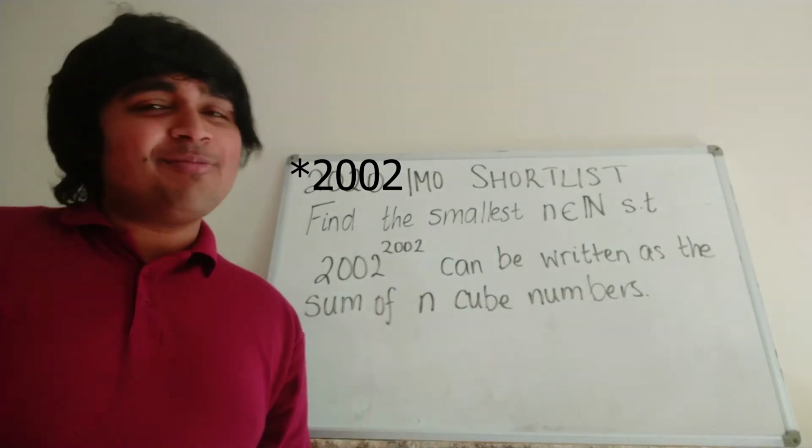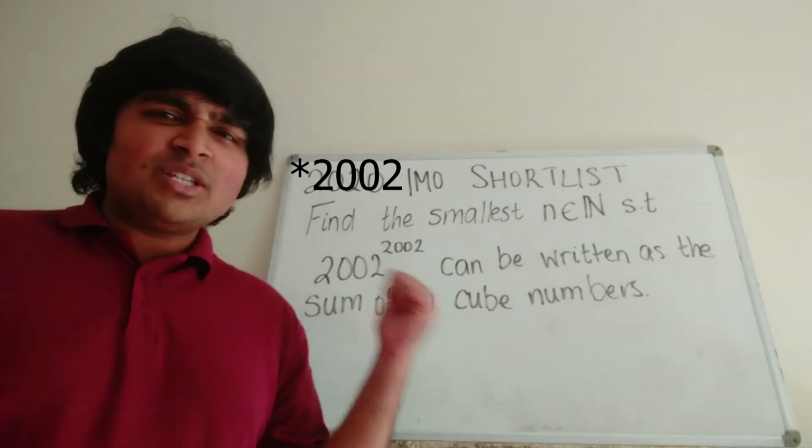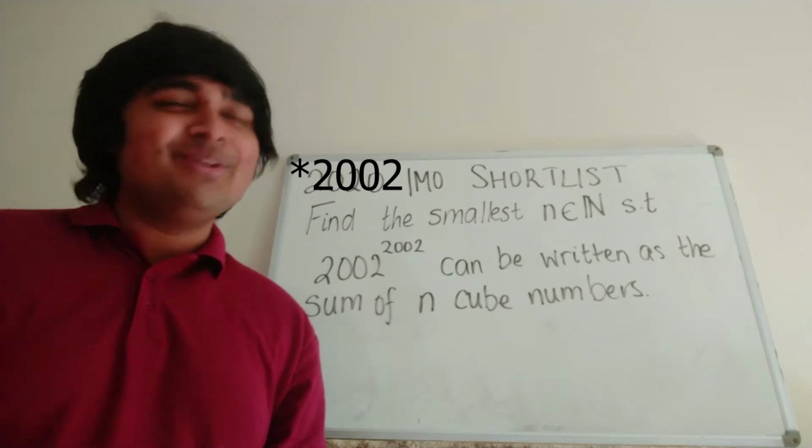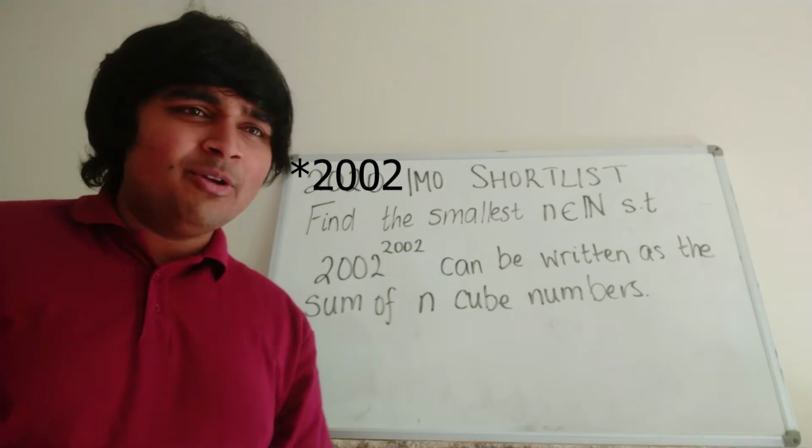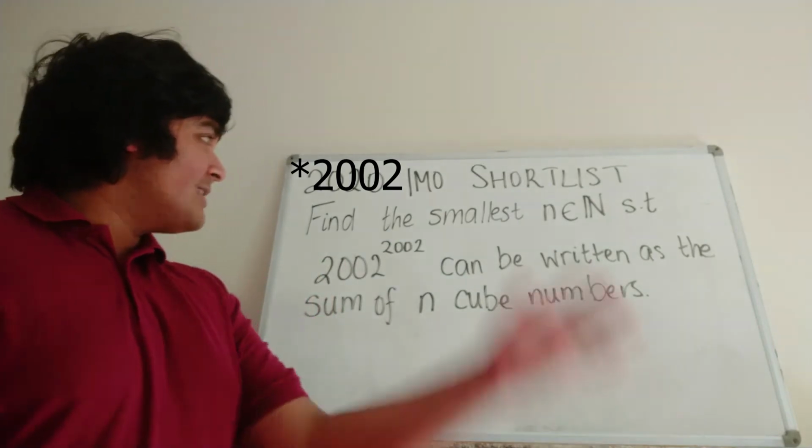I've got a cool number theory problem I want to share with you. This comes from the 2002 IMO shortlist. So it was one of the problems which was submitted for the IMO but didn't make it to the final paper. So this is what the problem is.